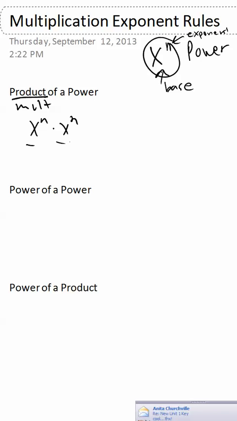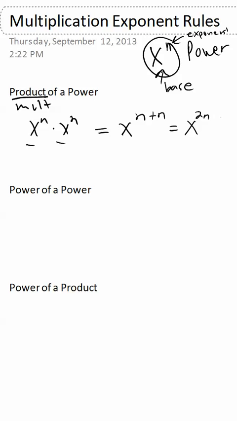Because those bases are the same, the product of a power rule tells me to add their exponents in order to get a new power. So the base stays the same, x, and now the exponent becomes n plus n, right? And so that's x to the 2n. So now I have two of them because I added the two powers. Basically the new power is the result of the addition of both of the exponents.